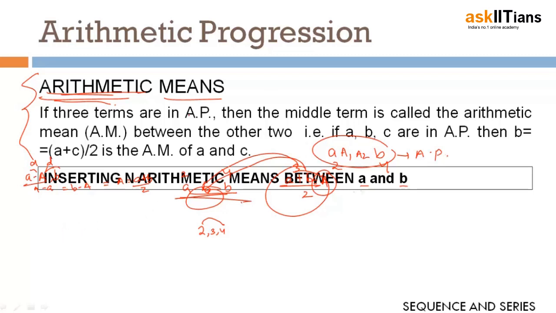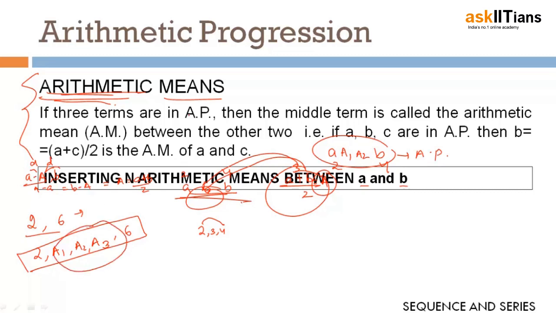Everything is better understandable using an example. Given 2 numbers, suppose 2 and 6, and I want to insert 3 numbers in between to make it an AP. So what will I do? I'll write this as 2, A1, A2, A3, and this will be 6. Clearly this will be an AP, and if you have to insert 3 means, clearly the number of arithmetic means will be 2 less than the total terms of the AP. Why? Because the extremes are also given. So the total AP will consist of 5 terms.